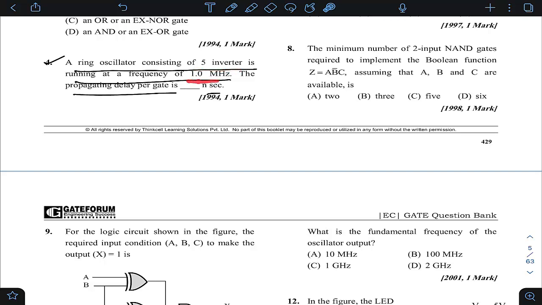So it is running at a frequency of 1 megahertz. We know that in the square wave generator or a ring oscillator, the frequency is f equals 1 by 2n TPD. So the n value is 5 and the frequency is given as 1 megahertz. You need to find the TPD. You can substitute all these values and solve for TPD.